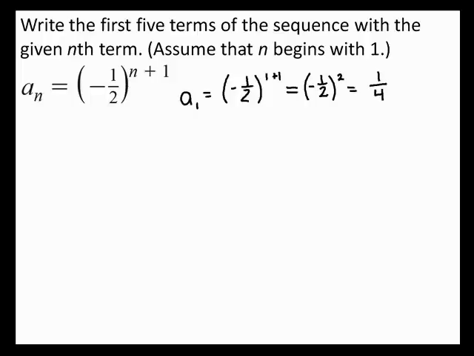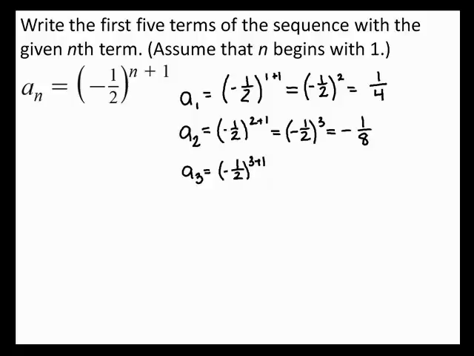Substitute 2 in for n. Simplify 2 plus 1. Simplify (-1/2) cubed. You find that a sub 2 is equal to -1/8. Substitute 3 in for n. Simplify 3 plus 1. Simplify (-1/2) to the 4th. You find that a sub 3 is equal to 1/16.